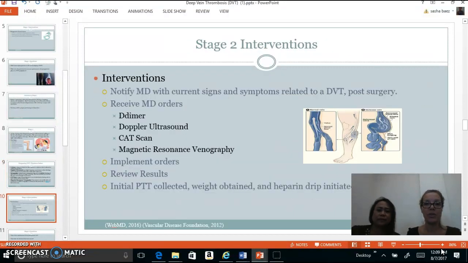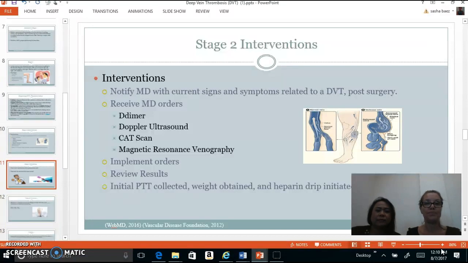The stage 2 interventions are as follows. You must notify the MD of the current signs and symptoms related to a DVT post-surgery. Once you receive the MD orders for D-dimer, Doppler ultrasound, CAT scan, or magnetic resonance venography, you must implement those orders and then review those results. You must collect the PTT, weigh the patient, and start a heparin drip by protocol.